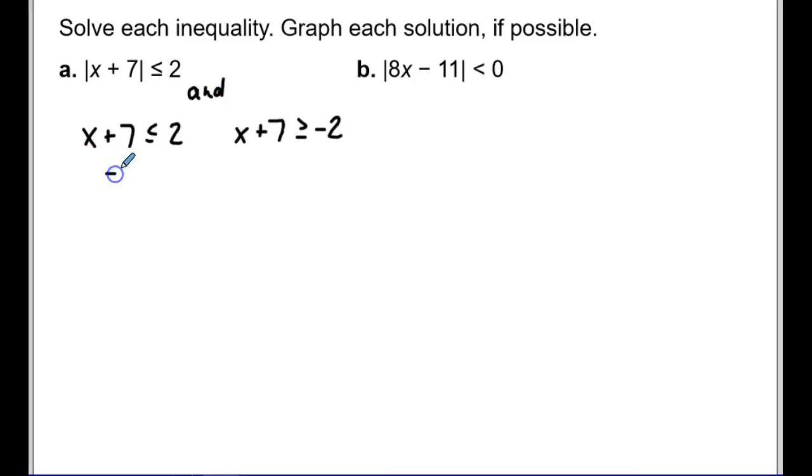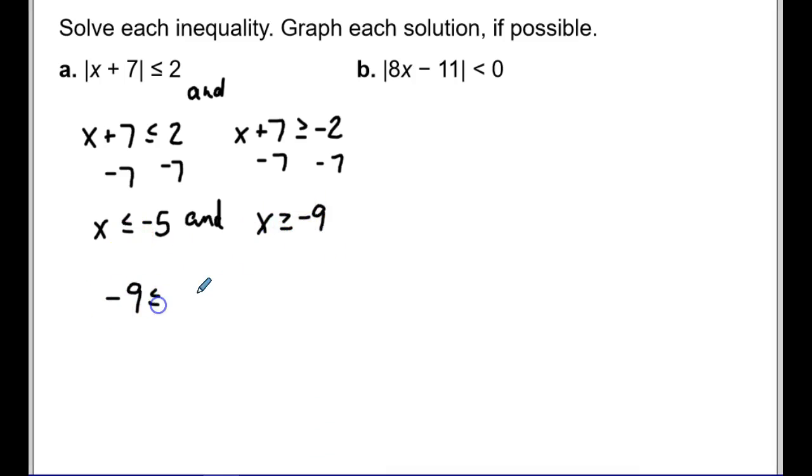Now I can just solve, and in order to solve, I subtract 7 from both sides. So x is less than or equal to -5. And then I'm also going to subtract 7 here as well, so I have x is greater than or equal to -9. And remember that this was our and statement. This actually does work, because I can rewrite this as -9 is the smallest thing that x can be, and -5 is the biggest thing that x can be.